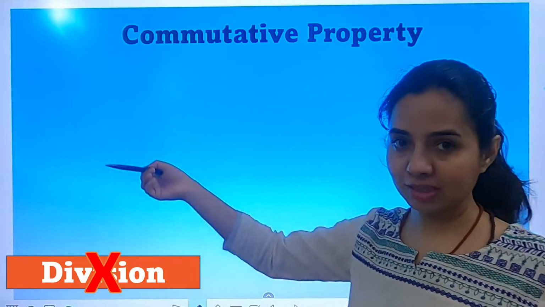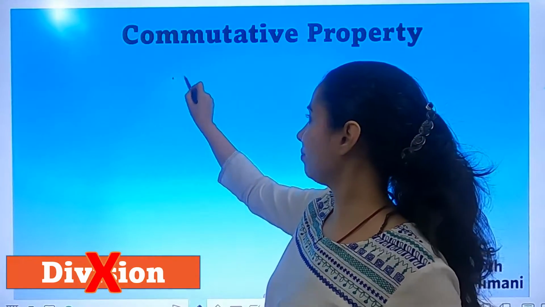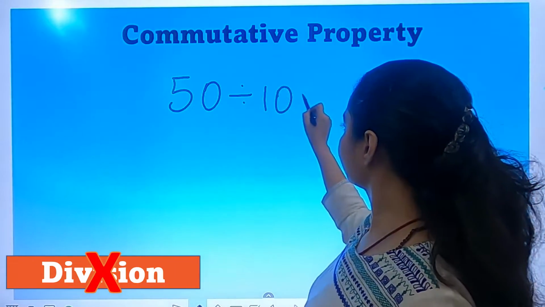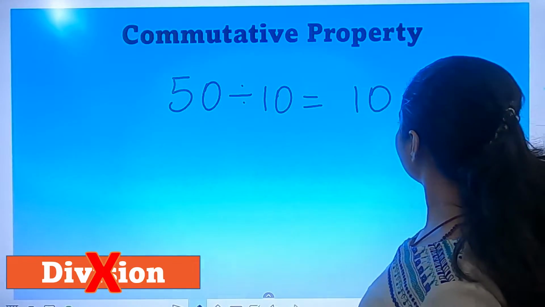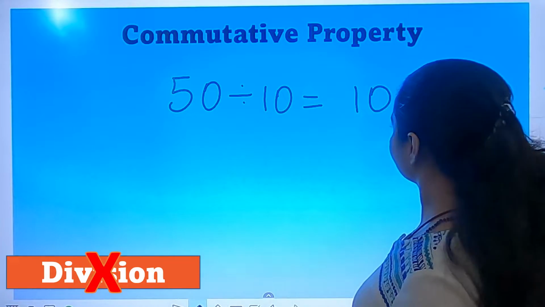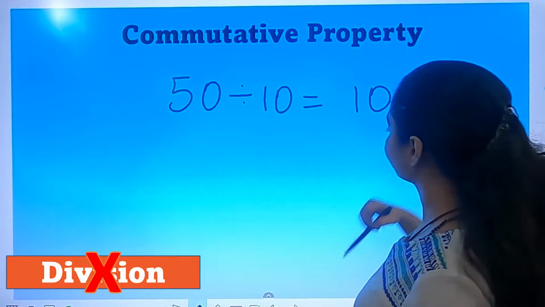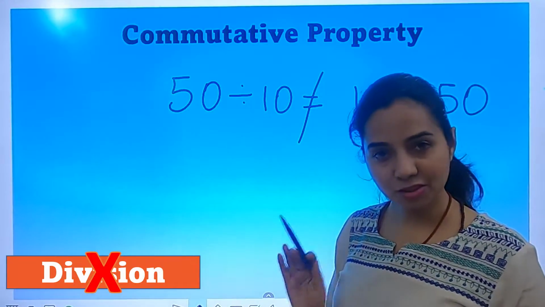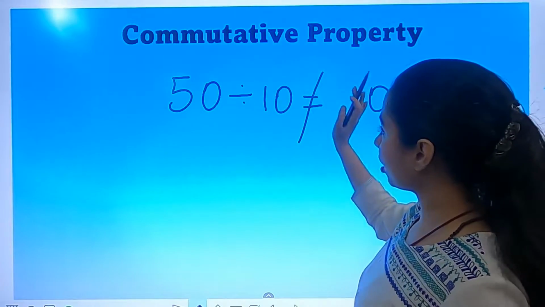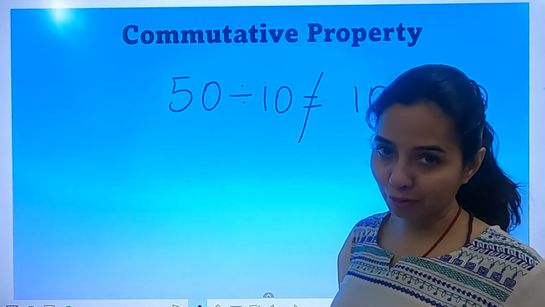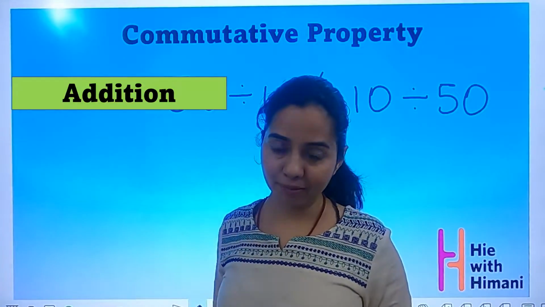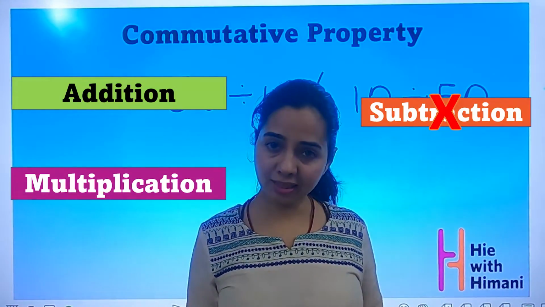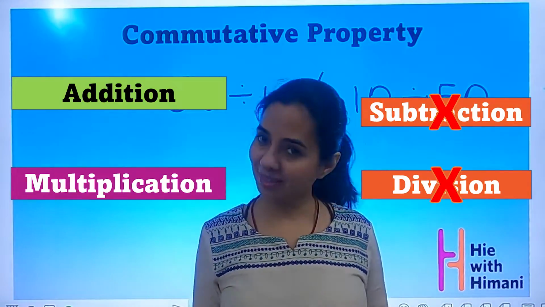Similarly, it will not hold true for division also. You will say again and again, you are taking the same example. Let's take 50 divided by 10. Will it be equal to 10 divided by 50? No, it will not be equal. So, the commutative property just holds true for addition and multiplication, but it does not hold true for subtraction and division. Simple.